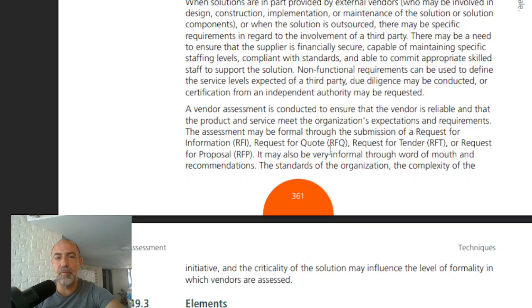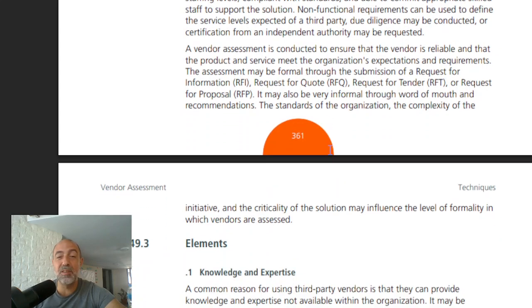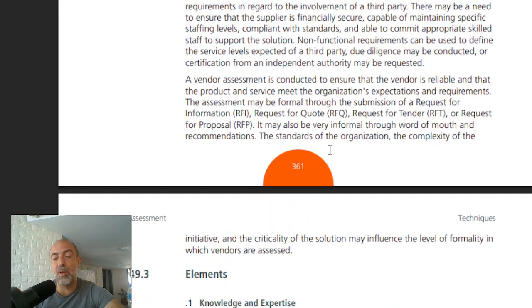Non-functional requirements can be used to define the service levels expected of a third party, or due diligence may be conducted, or certification from an independent authority may be requested. A vendor assessment is conducted. So here, what we're talking about is that we have to check if the person we're trying to work with, or the solution, can actually pull through. The last thing we want is somebody giving us promises without us actually knowing if they can deliver or not.